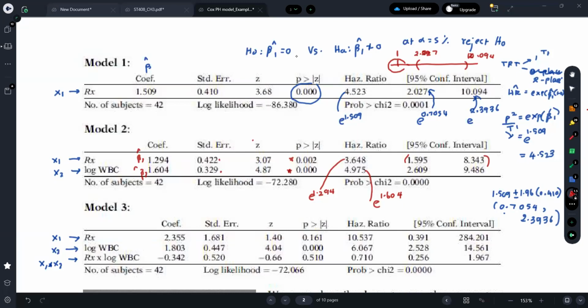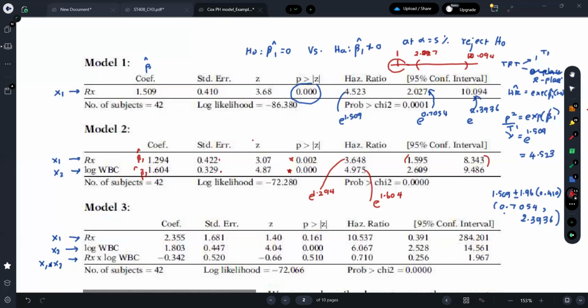No, it does not contain 1, right? So what does that mean? This hazard ratio is significant. Same for the second one, right? 2.6 up to 9.4. So one is outside the confidence interval. So the hazard ratio for log WBC is also significant. Now, how do you interpret this 3.64 to 4.8?